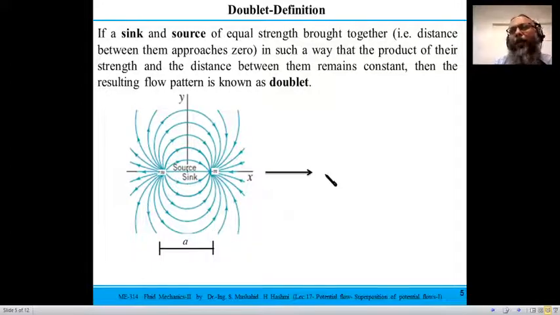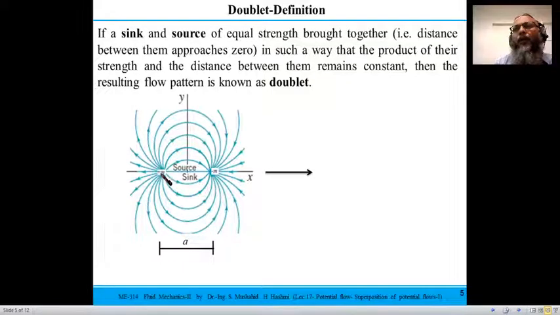A doublet is a resulting pattern which you are going to draw if a sink and a source of equal strength are brought together. And brought together means just making sure that the distance between them is approaching zero. So this source and this sink are brought very close together. And what you're doing is bringing them together in such a way that the product of their strength and the distance between them remains constant.